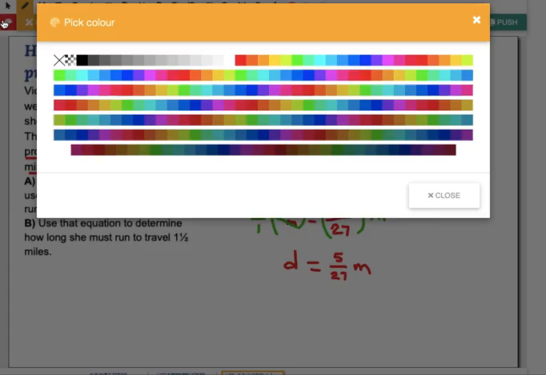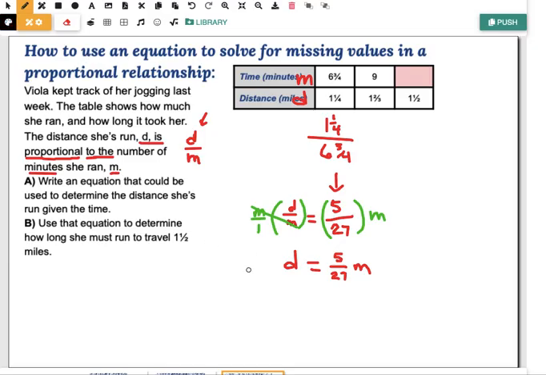Okay, so let me identify that. This is part A. It is done. There's my equation. Okay, so now I'm going to use this information and I'm going to look back at the table at the information that I do not have, right? So as I look at it, I know that this is D, and I'm going to replace D in my newfound equation with that value right there. So I'm going to write 1 1/2 over here, and it has to equal 5/27 times the number of minutes it takes to get there.